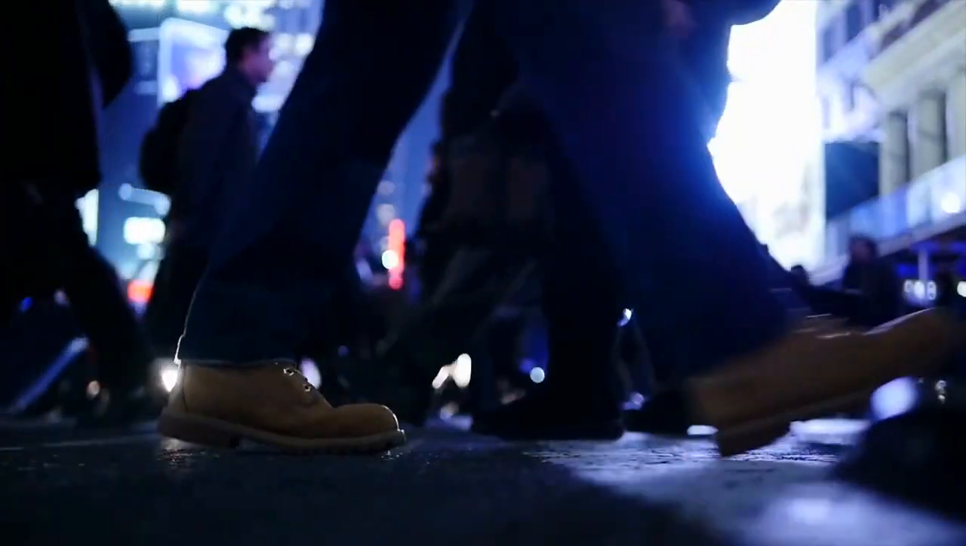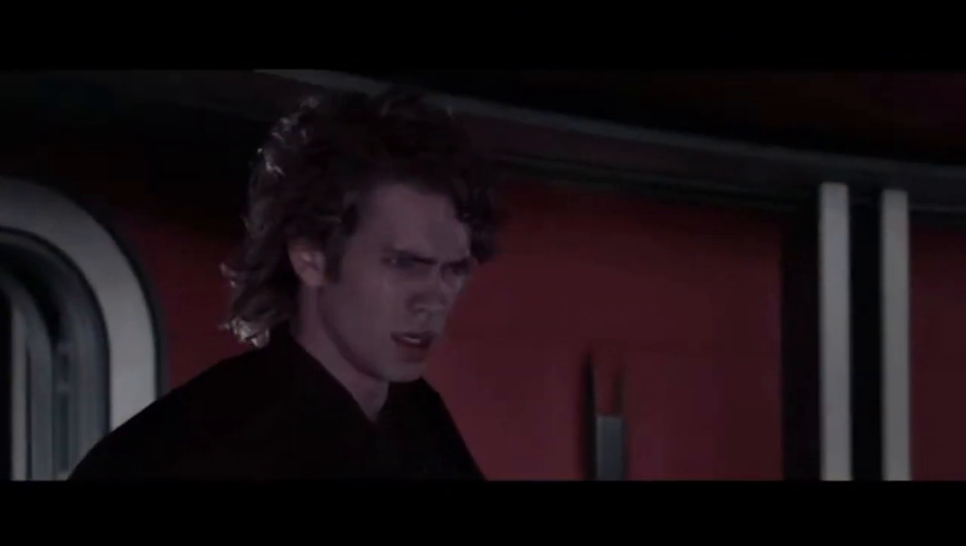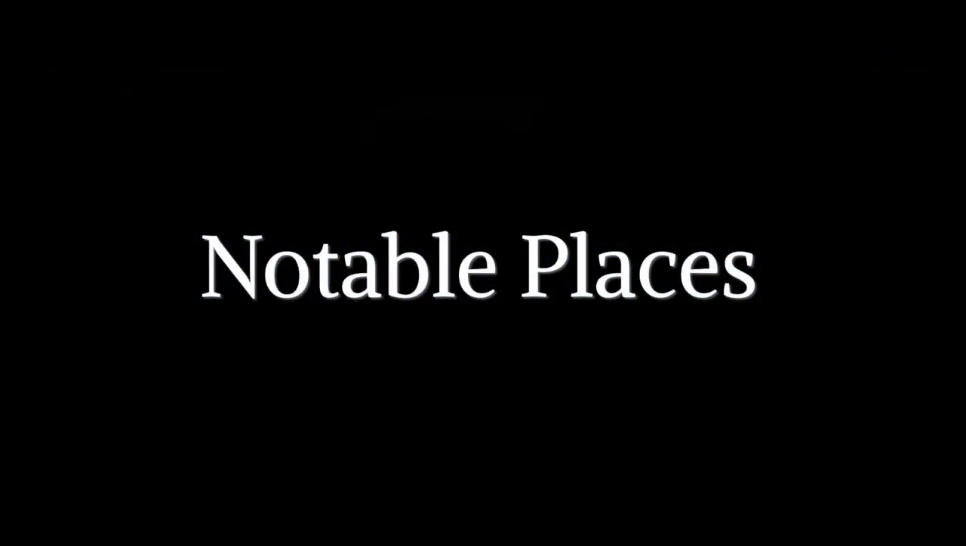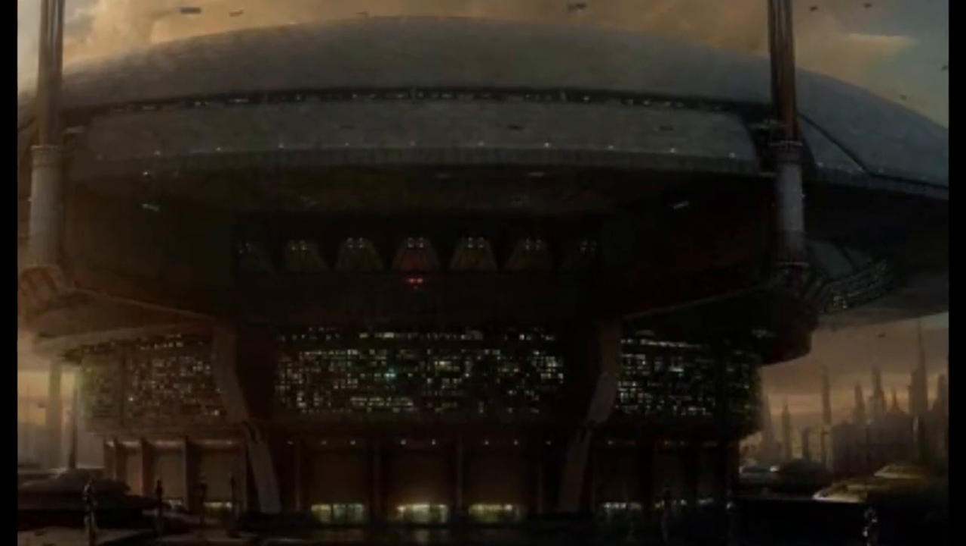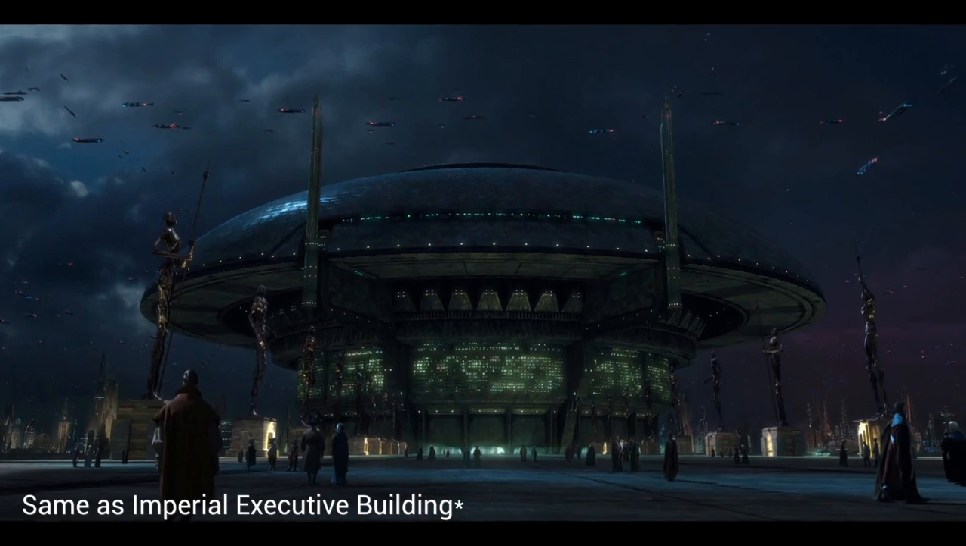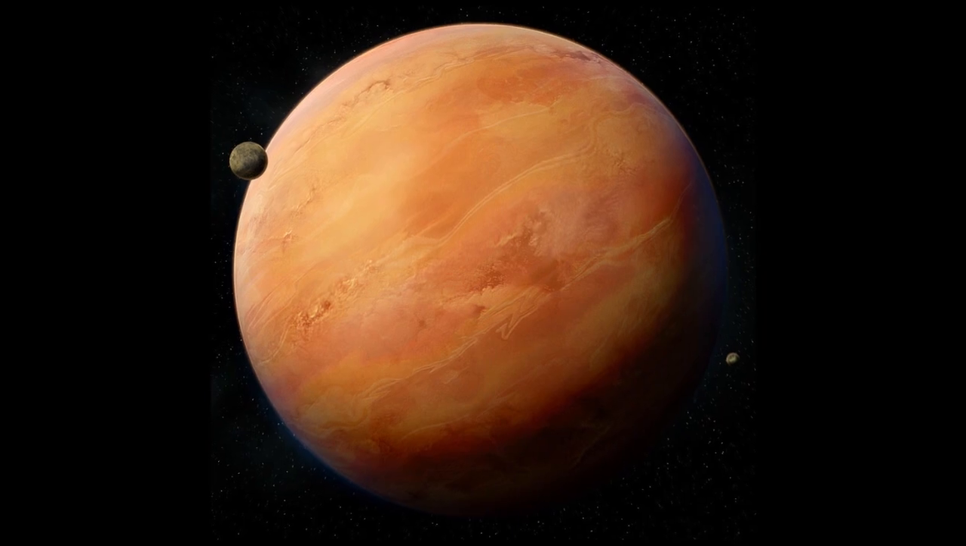Coruscant also held home to the Battle of Mace Windu and Emperor Palpatine, where Mace Windu was killed from Palpatine's lightning. Some notable places on Coruscant include the Grand Republic Medical Facility, the Imperial Executive Building, the Jedi Temple, and the Imperial Senate Building. Coruscant first appeared in a scene added to Return of the Jedi, but we see it all throughout the prequels.